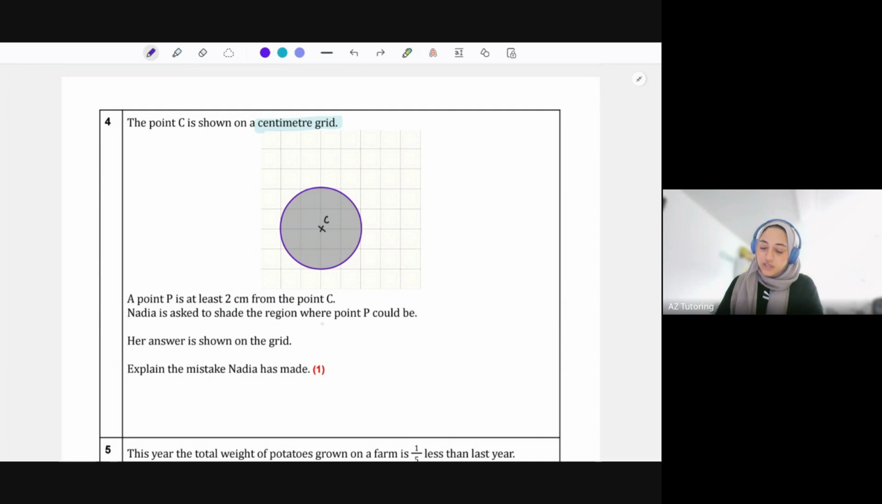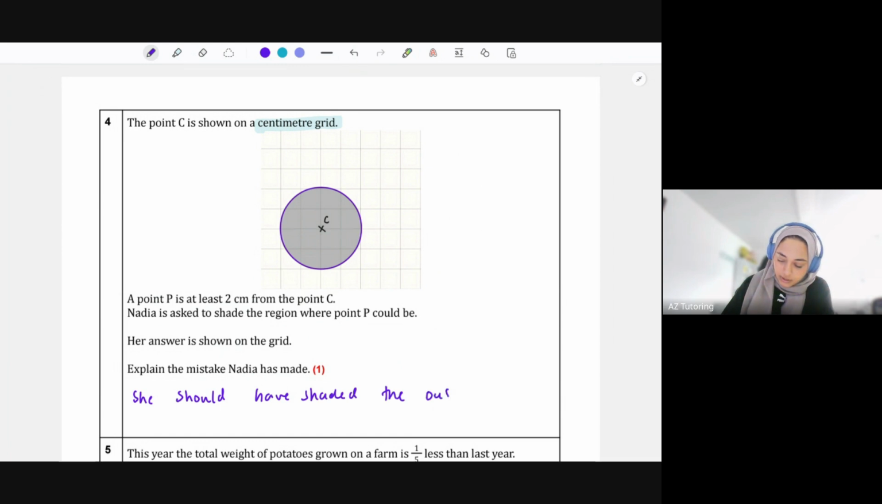Nadia is asked to shade the region where point P could be, so she shaded inside the circle. Her answer is shown on the grid. Explain the mistake Nadia has made. So she should have shaded the outside of the circle, because P lies outside the circle, which we've just demonstrated before.